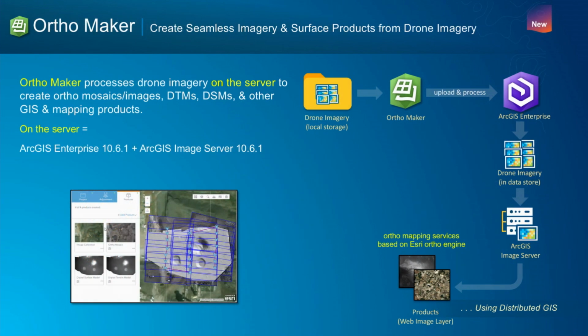So another hugely valuable capability in GIS is the Ortho Maker. And Ortho Maker is a new ArcGIS Enterprise web app for creating ortho image mosaics and terrain surface products. So the app uses ArcGIS Enterprise as well as ArcGIS Image Server to quickly process hundreds and even thousands of images that have been collected by drones. And then it creates these seamless ortho image mosaics as well as digital surface models and digital terrain models.